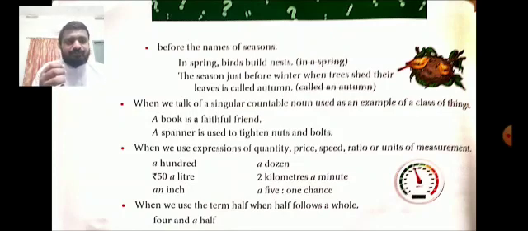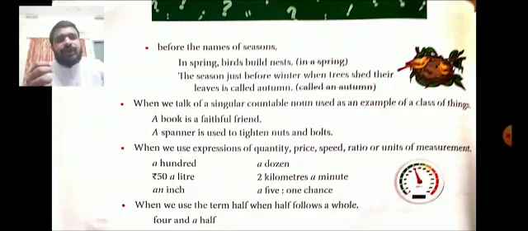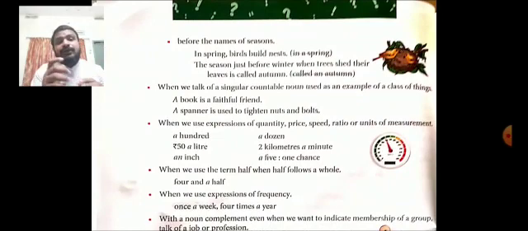So the next usage: we talk of a singular countable noun used as an example of a class of things. A book is a faithful friend. A spanner is used to tighten nuts and bolts. Here, what is happening? The book is being used here as a singular countable noun, but in order to tell about a class of things, in order to tell about all the books, we use a book.